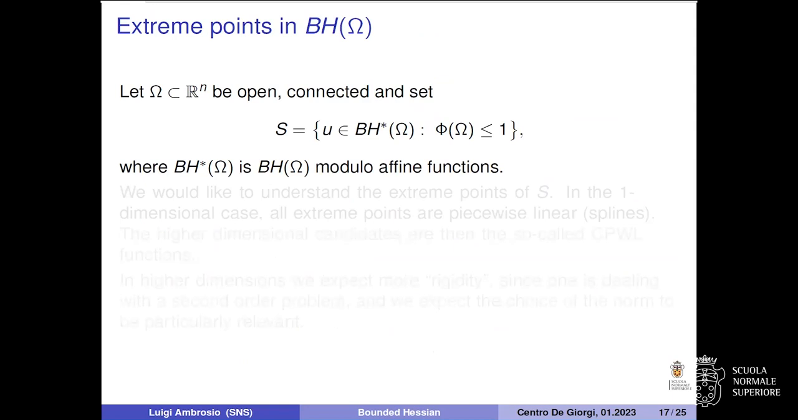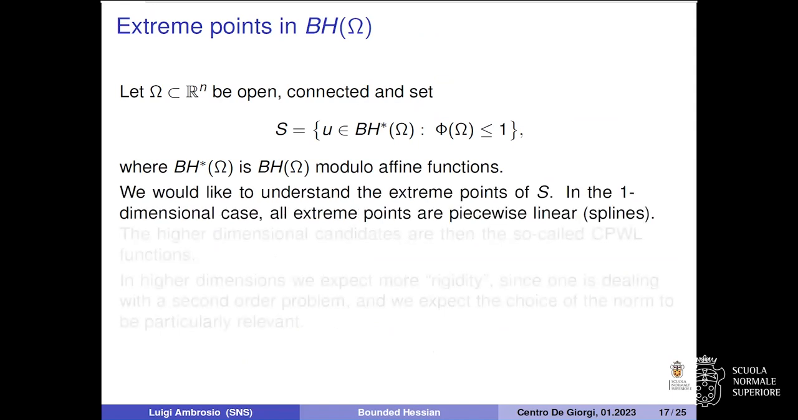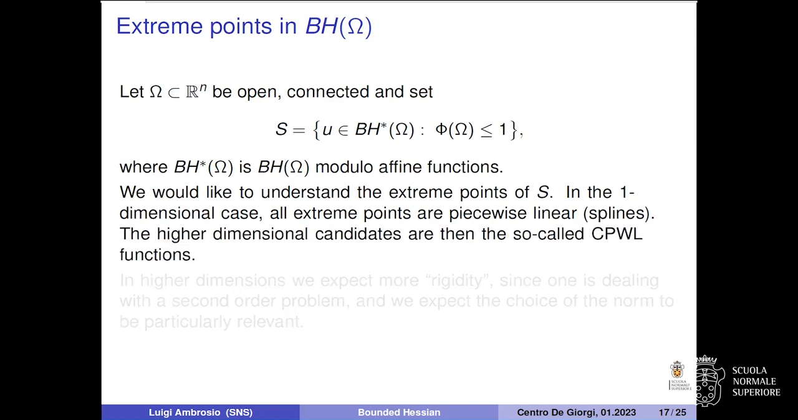Instead, we are now interested in our second order problem. And again, now I have to take the kernel of my phi energy, which are the affine functions. So BH star stands for BH modulo affine functions. And we would like to understand the extreme points of S. As I said, in 1D, this is not particularly difficult to prove. All extreme points are piecewise linear. And of course, the higher dimensional candidates will be CPWL functions.